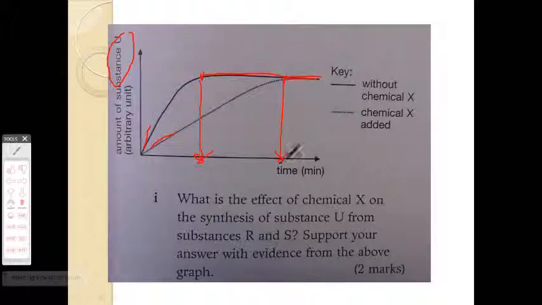This tells us that chemical X is not good for the reaction, because when you have chemical X added, your reaction rate is slower and you need a longer time to finish the reaction, although the amount of product is unchanged. So this is something that you can get from interpreting the graph.